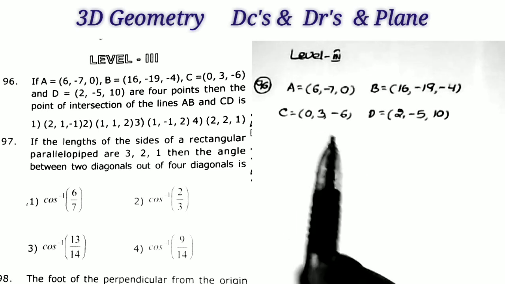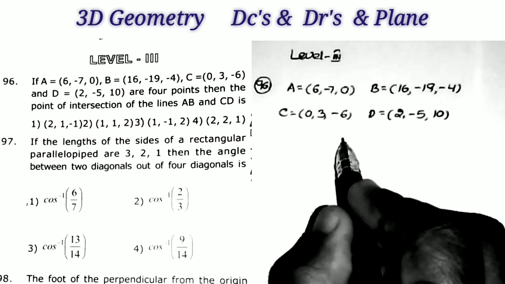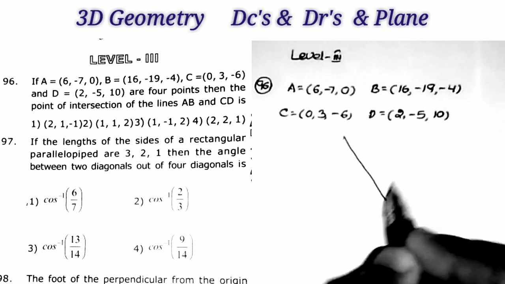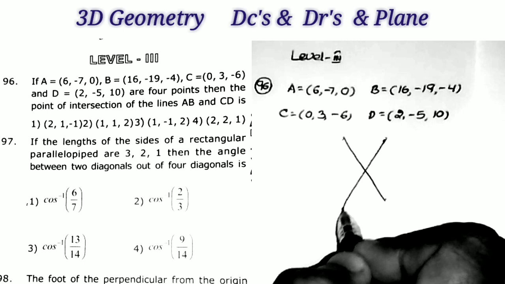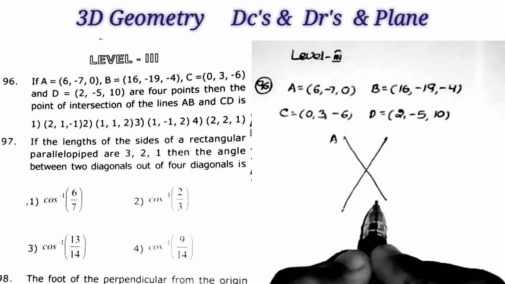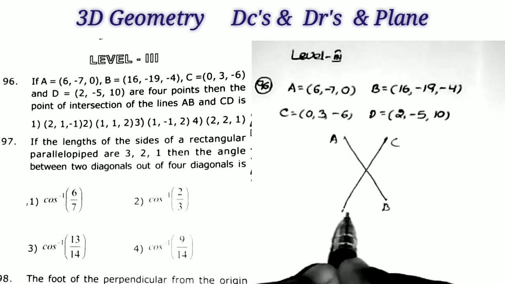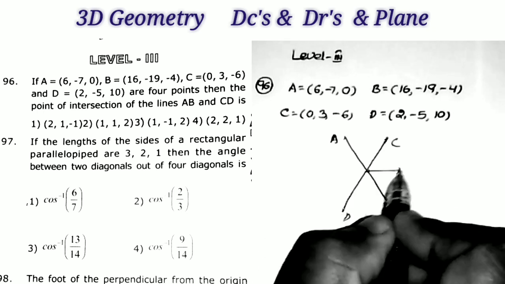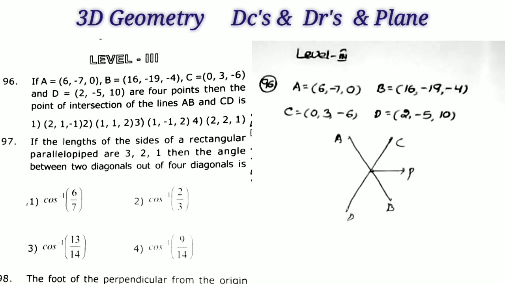So here 4 points are given. Now we want the point of intersection of the lines AB and CD. So these are the AB line and the CD line. Now we want the point of intersection, this point. Now just simply doing the verification we can solve this question.